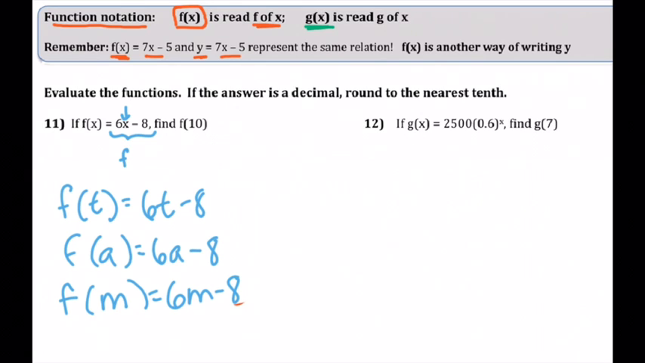And so what we do when we find f of 10, we're going to do f of 10. And so guess what it's going to be? 6 times 10 minus 8. And you're going to tell me, what is 6 times 10 minus 8?